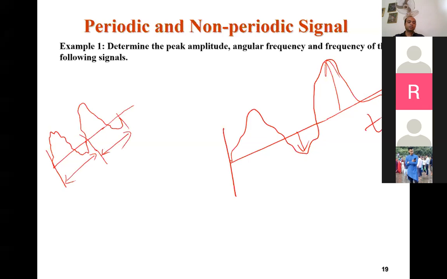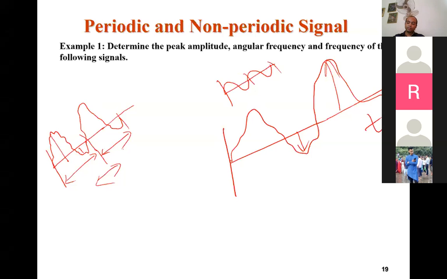I'm not saying that for periodic it should be completely a sine wave. This is the sine wave, this is the second part of the sine wave, it is periodic. But this is also periodic, and this one is also periodic, though the peak is different and the crest is different, and it is not a completely smooth sinusoidal wave.